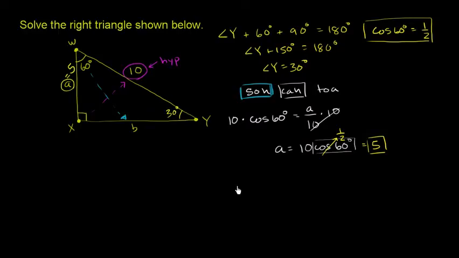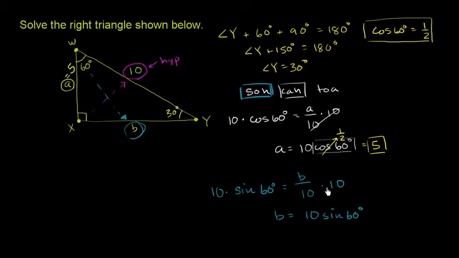Well, let's think about it. We know that sine of 60 degrees is equal to the opposite side, which has length B, over the hypotenuse, which has length 10. Well, multiply both sides by 10, and you're left with B is equal to 10 times the sine of 60 degrees. And this is one where if you put sine of 60 degrees in your calculator, you're going to get a long decimal.